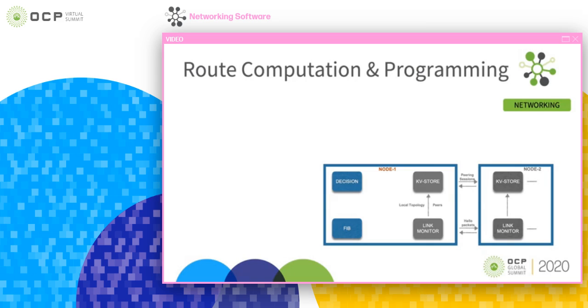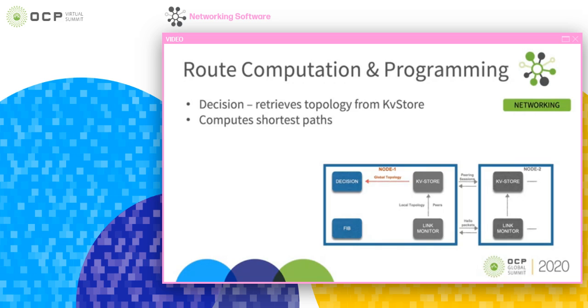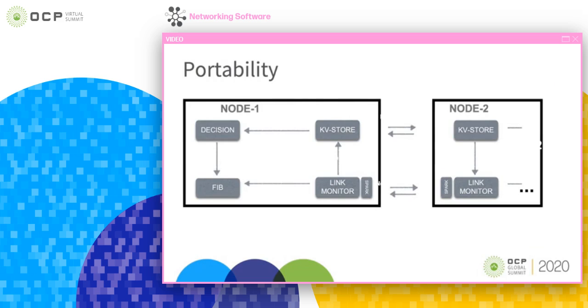Next, we'll look at the route computation and programming modules. As you can see, all the link monitors will submit their local topology. The KBstores synchronize with each other. The KBstore will then have the topology information for all the nodes in the network. This information is fed into decision. After retrieving this information or an update about a topology from KBstore, decision will compute the shortest path using an algorithm. The computed routes are then forwarded to the FIB module, which subsequently programs them into the hardware.